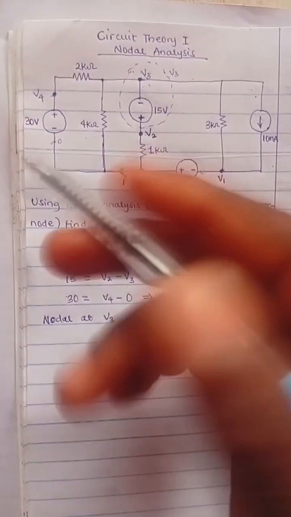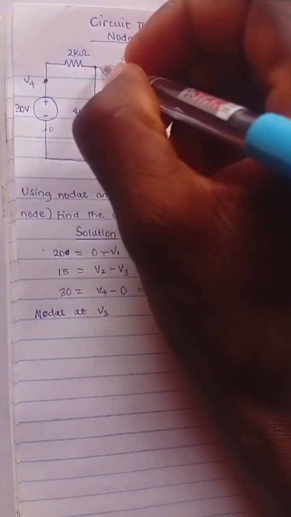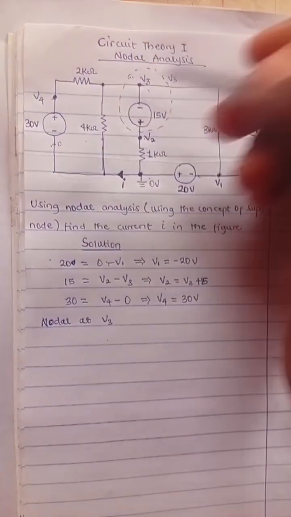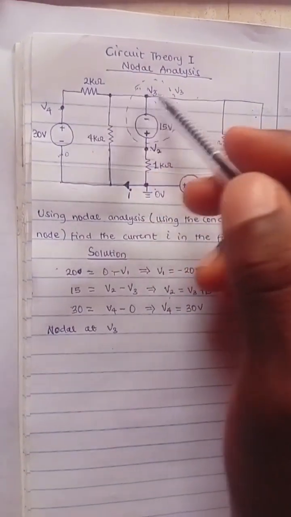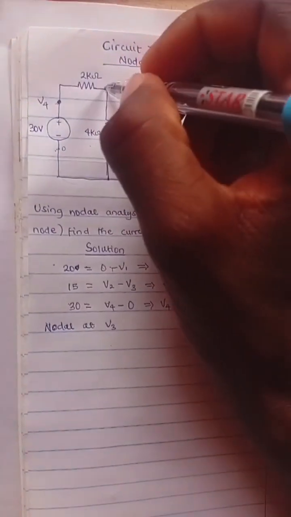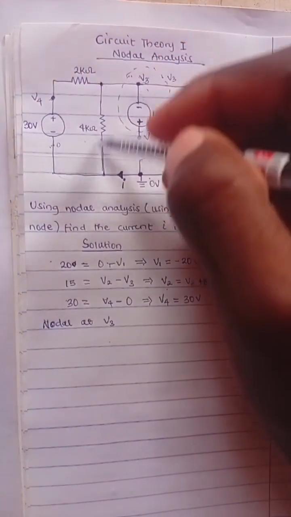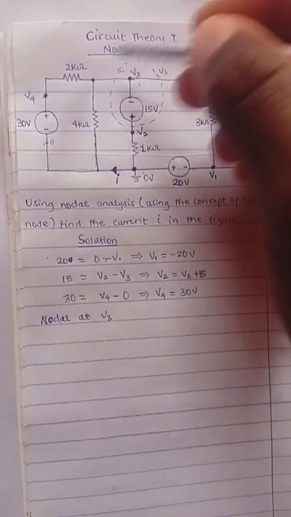At node V3, we have current leaving. Because this node is V3, here too is also V3. By inspection, they are at the same potential, since no element is connected between these two sides. So we have current leaving through this, this, this, and through here, and we leave that for this node alone.